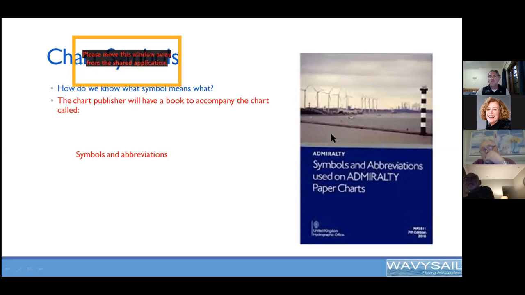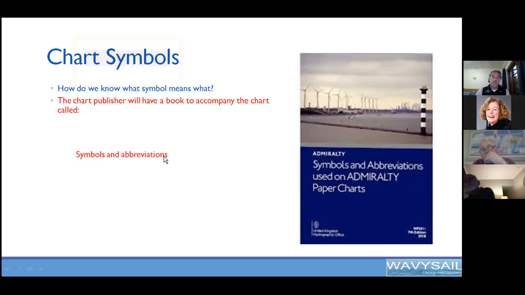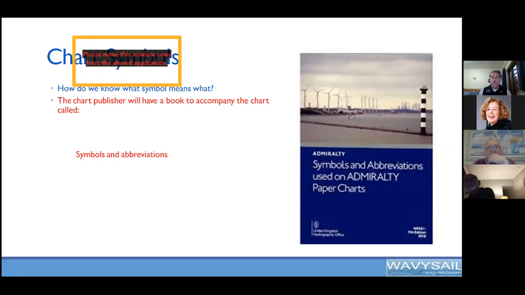So this happens to be the Admiralty charts used on Admiralty paper charts. They say it's Admiralty specifically. Okay, we're looking for a symbols and abbreviations for the chart we're looking at. That goes right back to the beginning. Which government authority produces this chart? Whose symbols and abbreviations do I use? Okay, they also have a chart number and an edition number.